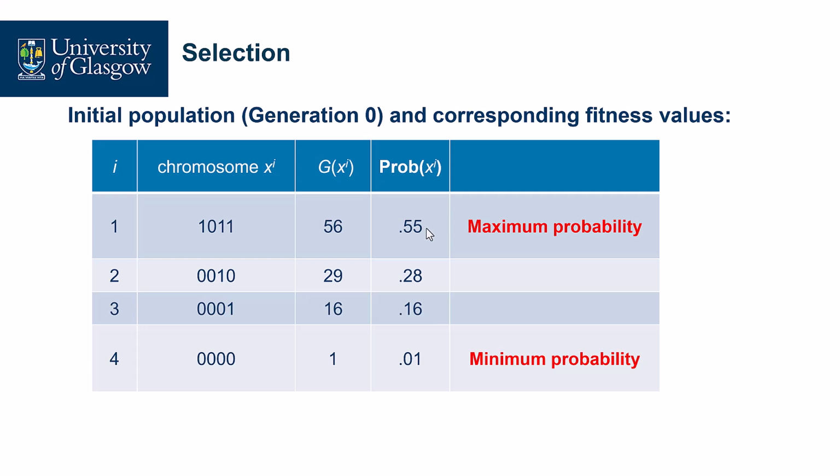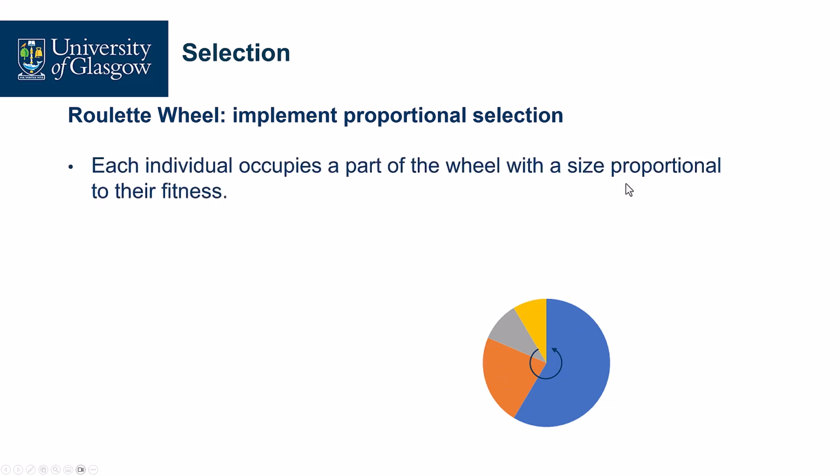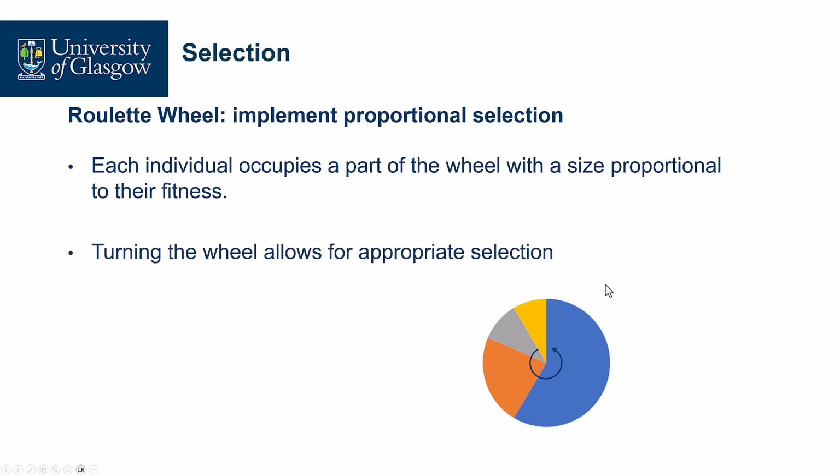But after we get the probability, we still didn't finish the selection, right? We need some way to make use of this probability. And the way that we are going to talk about, we call the roulette wheel. So this is a wheel, and each individual occupies a part of the wheel, and this part is proportional to its fitness. In this way, we can make the fitness be represented, and when turning the wheel, when you stop, it will point to one of the individuals, right? So then how to do that?